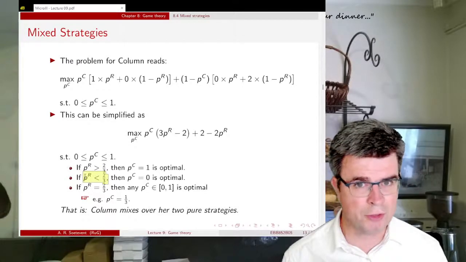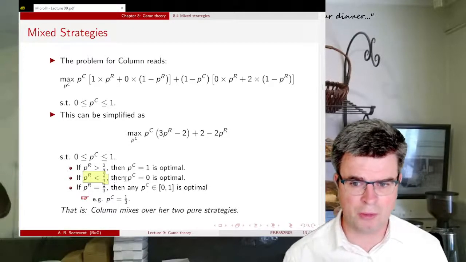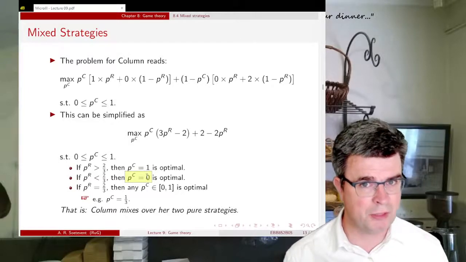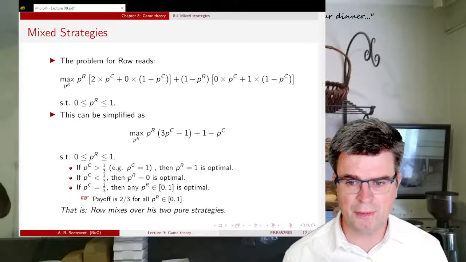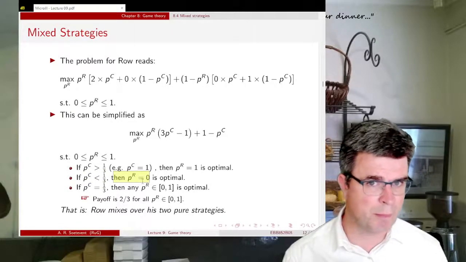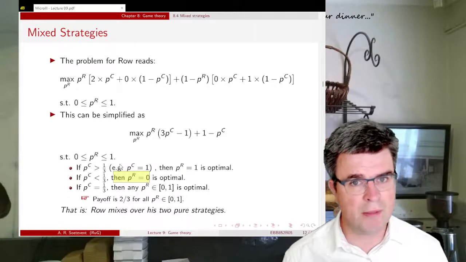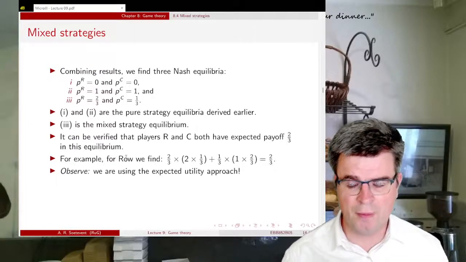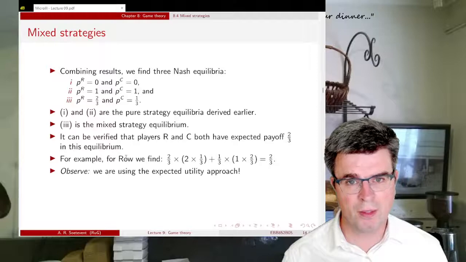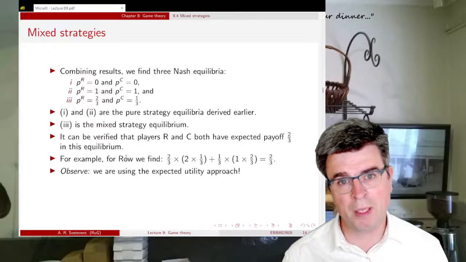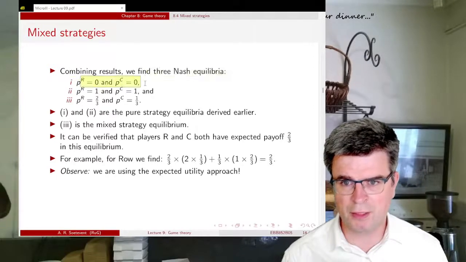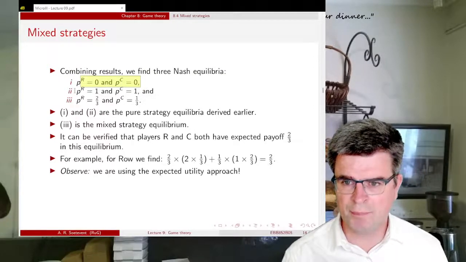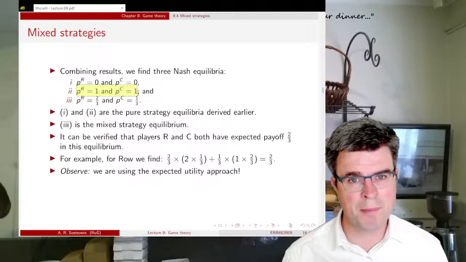If PR is smaller than 2/3, so say 0, then it's optimal for column to play PC 0 as well, and vice versa. If the column player chooses PC is 0, then for the row player it's optimal to choose PR is 0. That is the first equilibrium in pure strategies. So we already knew it from the start, but it now also follows from our solution method where we allow for mixed strategies. Also the pure strategy equilibria, they roll out automatically. That also holds for the second equilibrium in pure strategies.